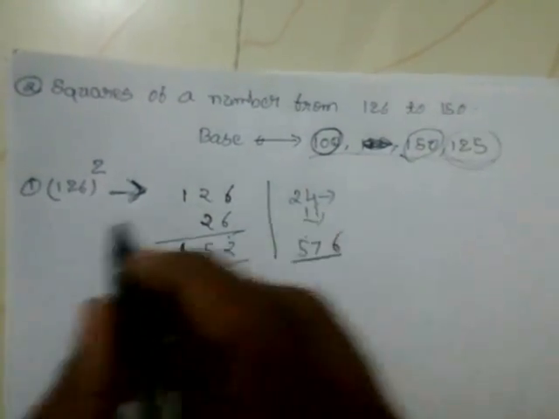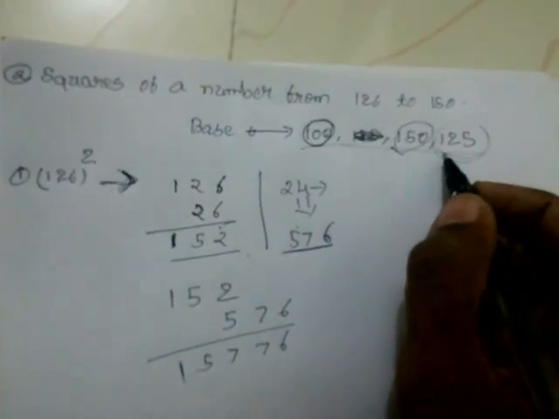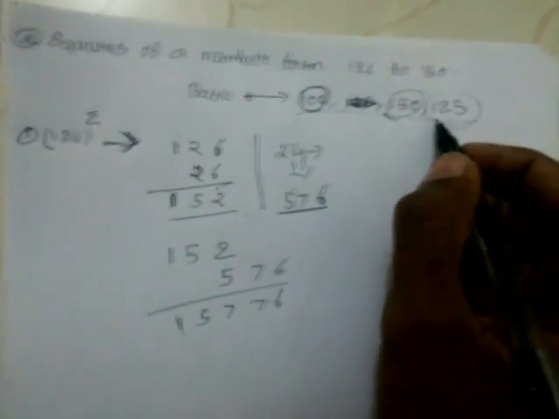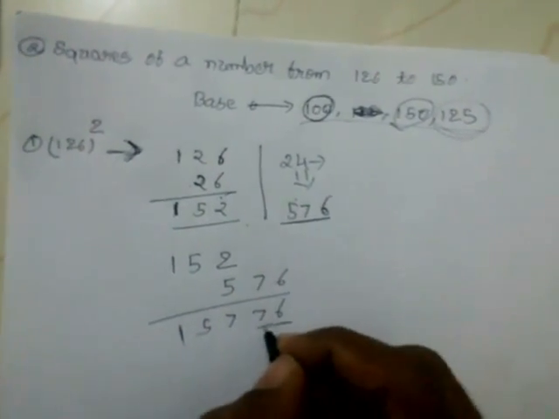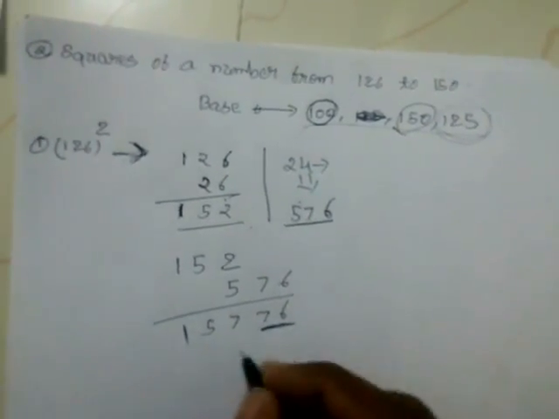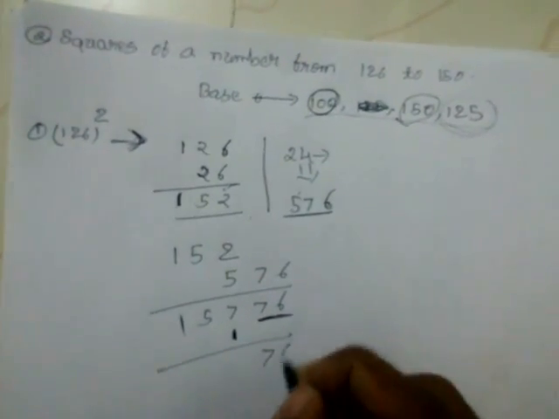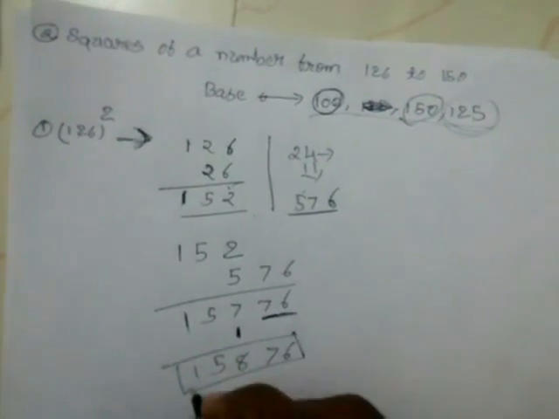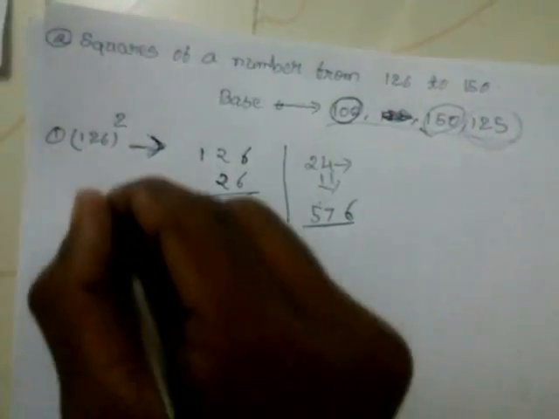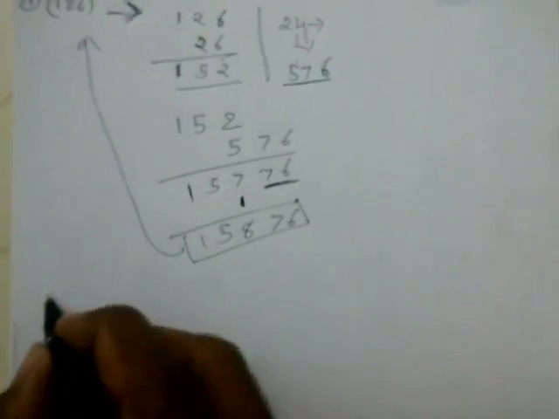So after this first and second step, in the third and final step, we will use the base as 125. So the difference between 126 and 125 is 1. Now how to add 1? We will skip the last 2 digits and we will add 1 here. So it's 76. 15876 is the answer for the square of 126.